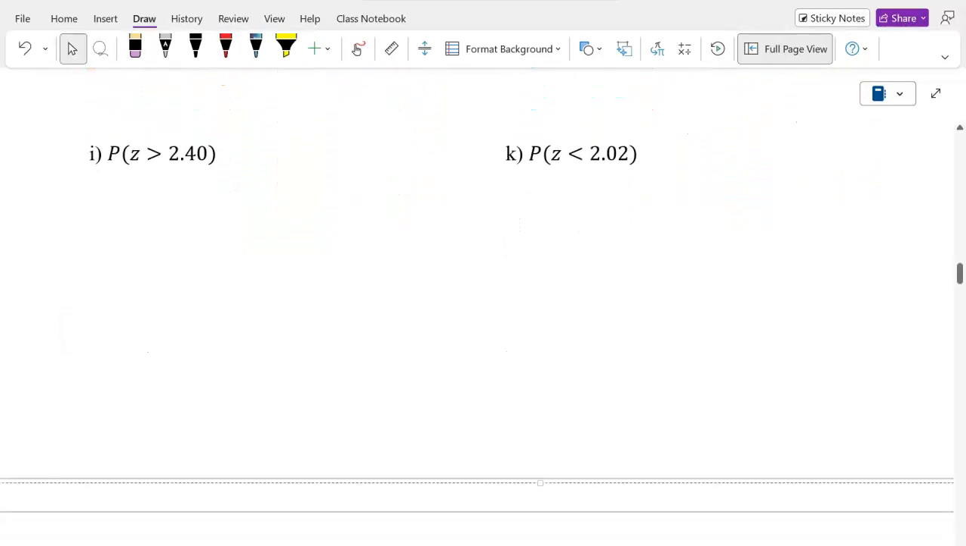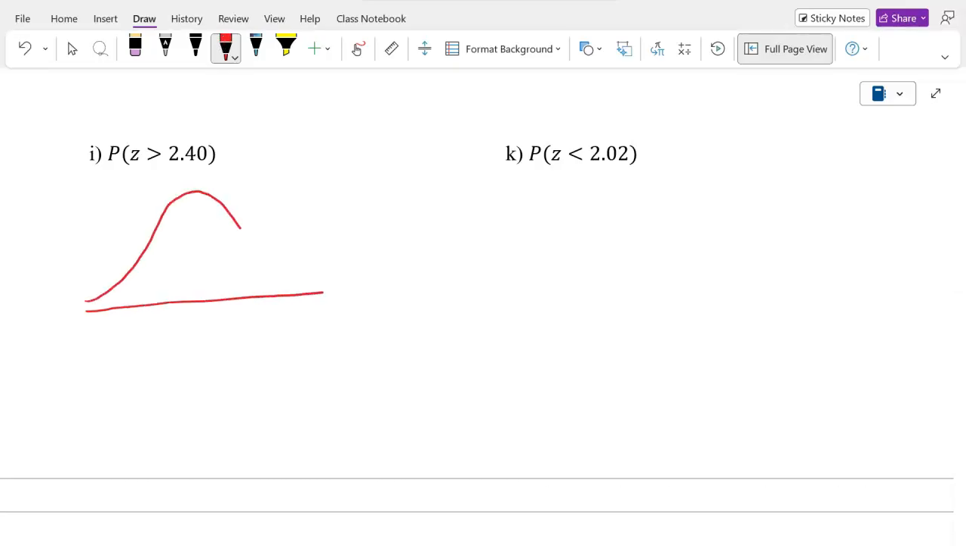Two more. Again, I hope you're getting better at drawing those curves. I've been doing it for years and they still look weird. All right, 2.40 is over here somewhere. Greater than that. That means everything to the right. Well, that's going to be hard because the table only reads areas from 0 to a point. I can find that highlighted area, but I need the red spot.